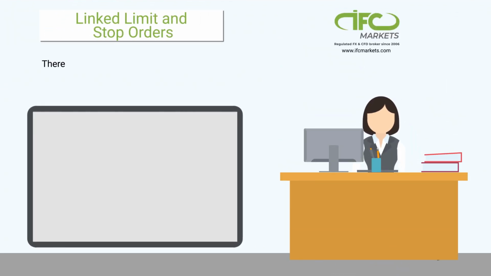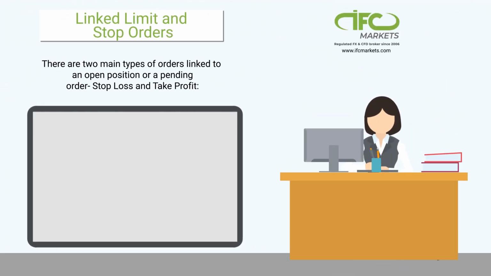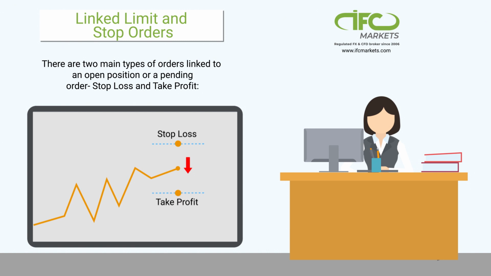There are two main types of orders linked to an open position or a pending order: stop loss and take profit. Stop loss is designed to limit possible losses. Take profit is designed to close a position by reaching the targeted profit level.